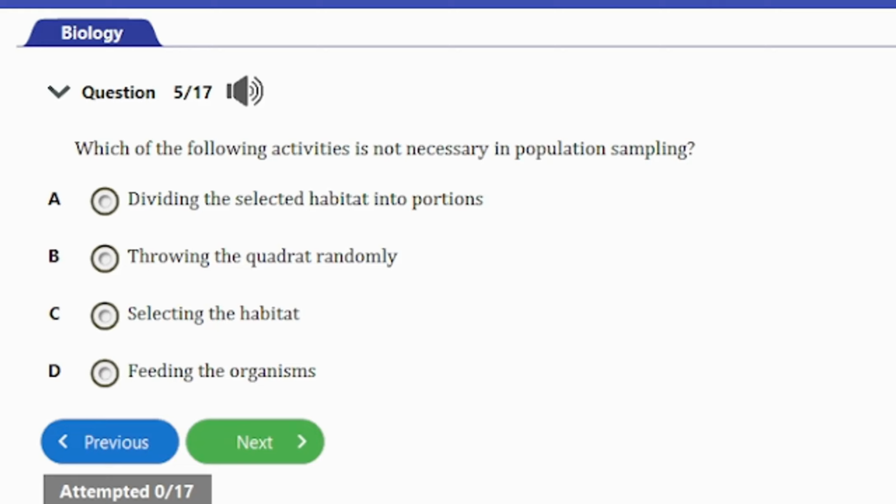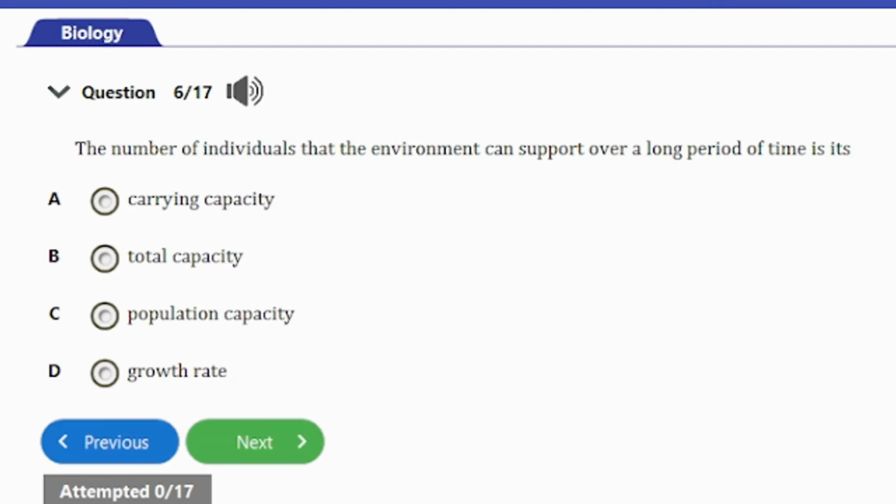So let's consider the next question. Question number 5. It says, which of the following activities is not necessary in population sampling? A, dividing the selected habitats into portions, B, throwing the quadrants randomly, C, selecting the habitats, and D, feeding the organisms. So guys, obviously the odd option here is option D here. We don't need to feed the organisms in order to carry out population sampling. So the activity here that is not necessary in population sampling is option D, and that's feeding the organisms.